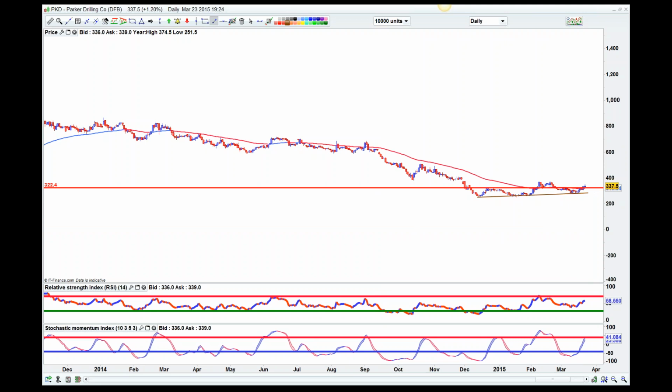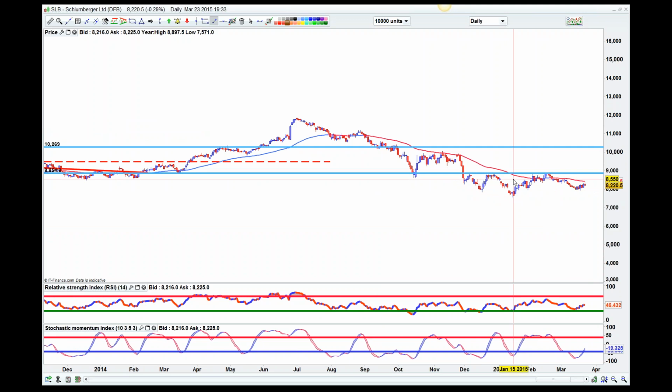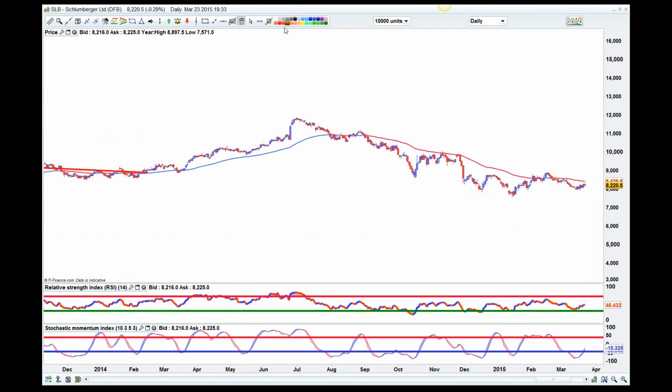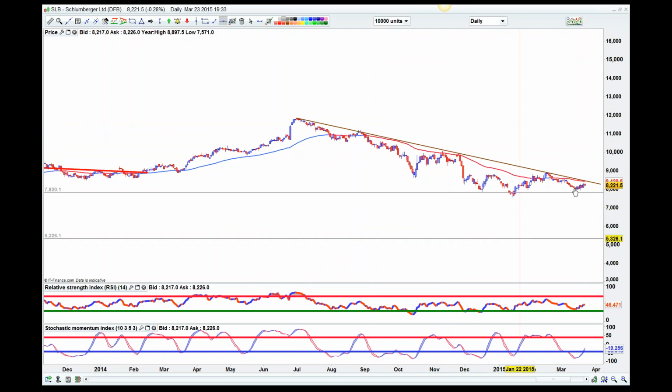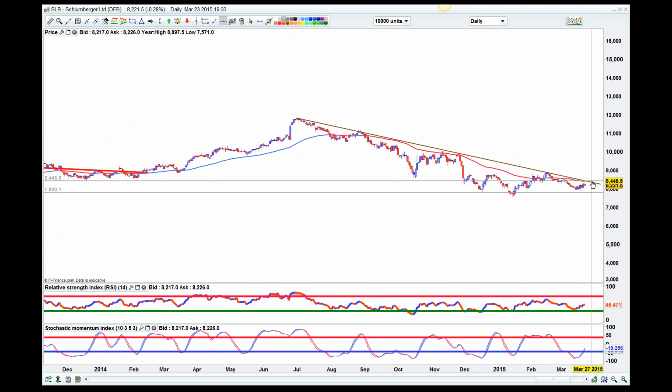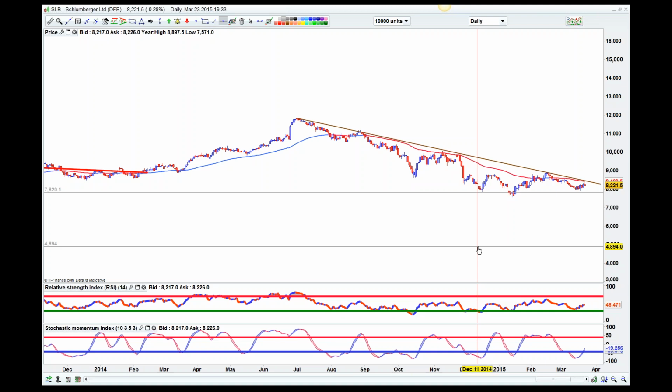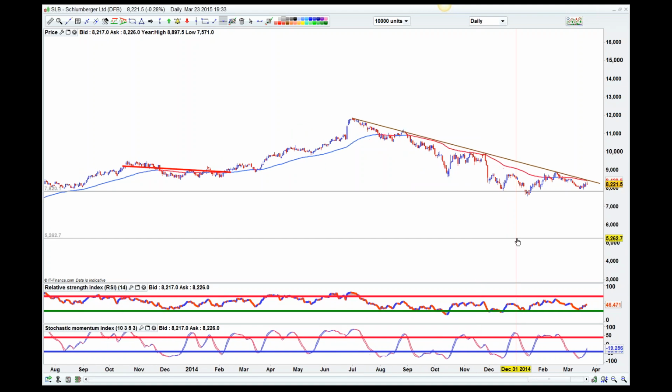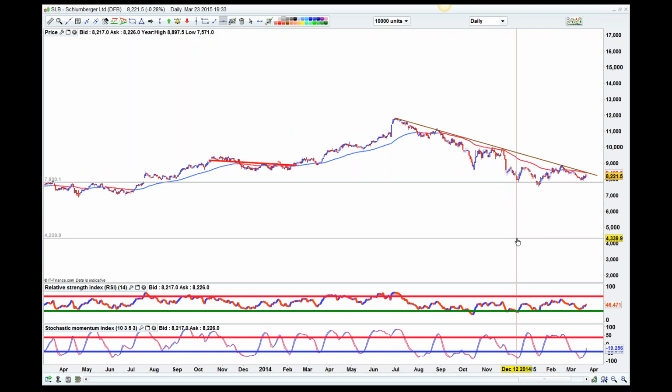Schlumberger, so oil equipment supplier, beaten up, clear trend line, but we're in an apex, so start closing above 85, and that one stands a good chance of recovering.